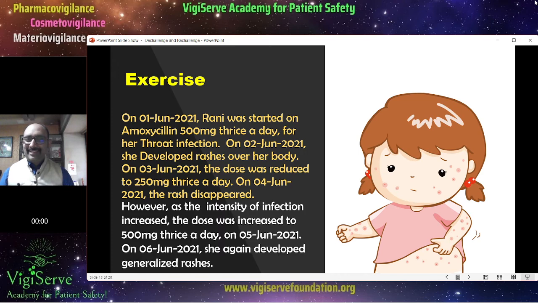Now imagine the patient was again given the medicine. As the intensity of infection increased, the dose was again increased to 500 milligram thrice a day. I'm talking about amoxicillin. And this happened on 5th of June 2021. And again on 6th of June, she developed generalized rashes. So here what is it? Reintroduction of the medicine at a higher dose, and again the adverse event recurs. So this is called positive re-challenge.